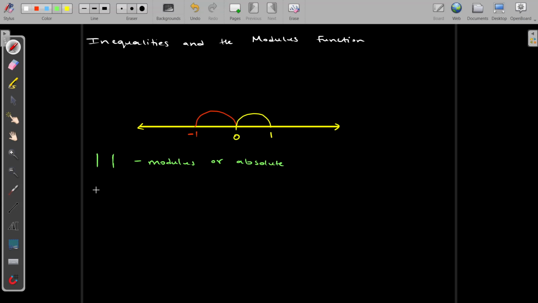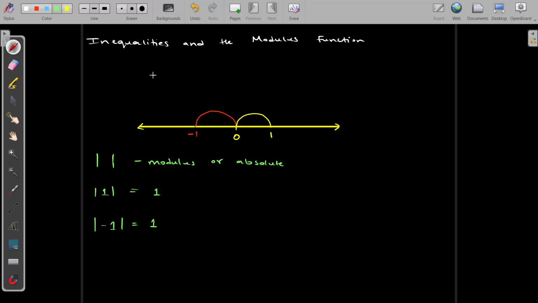And if we take the modulus of 1, this is going to result in 1. If we take the modulus of negative 1, this is going to result in positive 1. So if we take the modulus of a number, the result will always output the positive value.